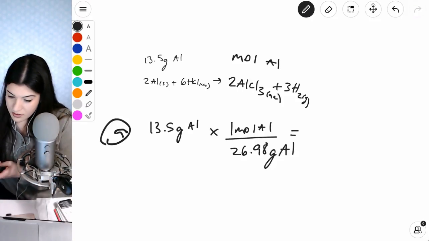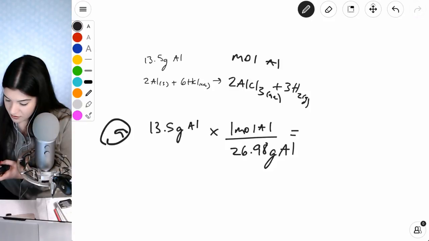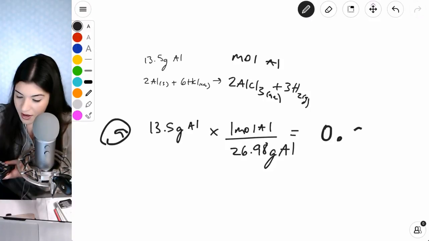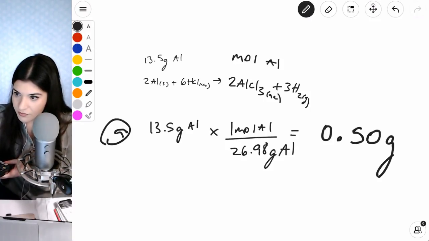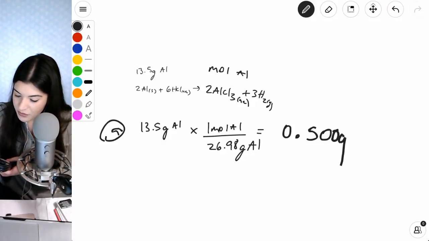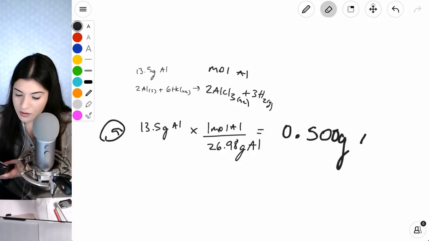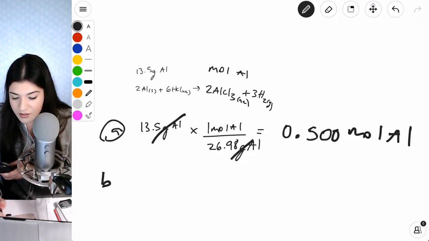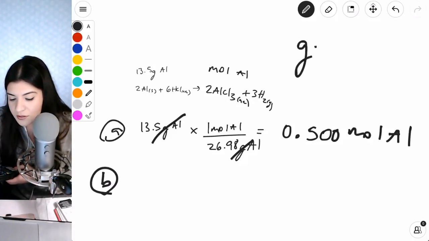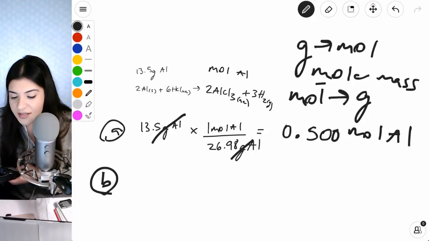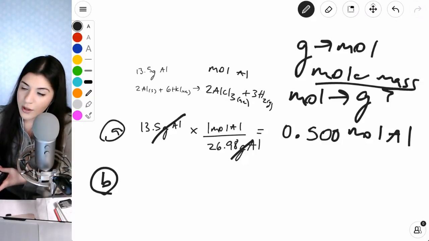So let's divide and see what that gives us. Okay. This gives us 0.500 moles, I'm going to put one more 0 just because there are 3 sig figs that were involved. Grams, actually not grams, moles. Our grams and grams cancel. This is moles of aluminum. That's part A. So once again, whenever you're going from grams to moles or even moles to grams, you use the molar mass. That is your conversion factor to allow you to go there.